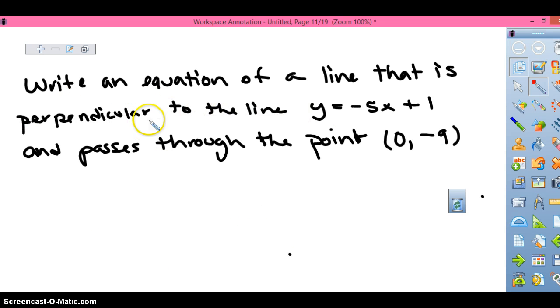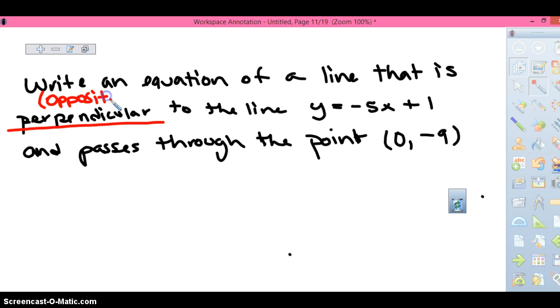Write an equation of a line that is perpendicular to the line y equals negative 5x plus 1 and passes through the point (0, -9). The slopes of perpendicular lines are what? And what else? Opposite? Reciprocal.